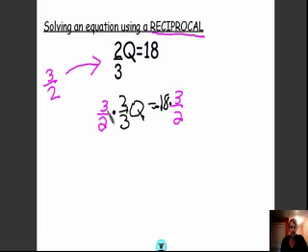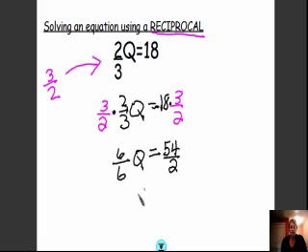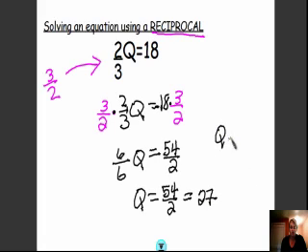So let's see what happens here. 3 times 2 is 6. 2 times 3 is 6. I get 6 over 6 times q is equal to 3 times 18. 3 times 18 is 54 divided by 2. 6 over 6 here, what really ends up happening, that becomes a 1. So I just have q on that side. Q is equal to 54 over 2. Can I reduce that at all? I can. 54 divided by 2 gives us 27. So Q is equal to 27.